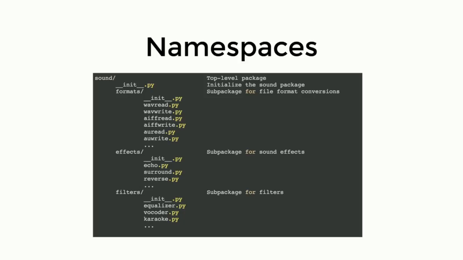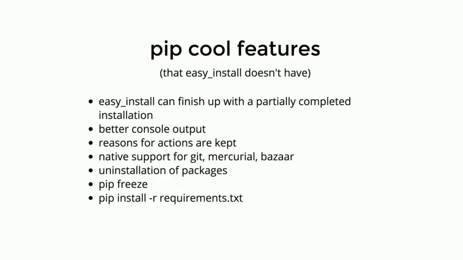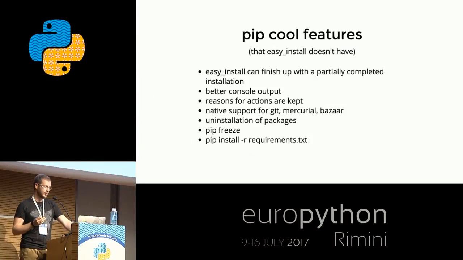Every directory like formats, effects, and filters might be a separate package that you upload as sounds.formats, and they can be maintained separately. And you can install them normally and just import sound.effects. And it works. One thing that you should never do is install namespace packages with easy_install, because that's horrible. And actually, you should never use easy_install at all.